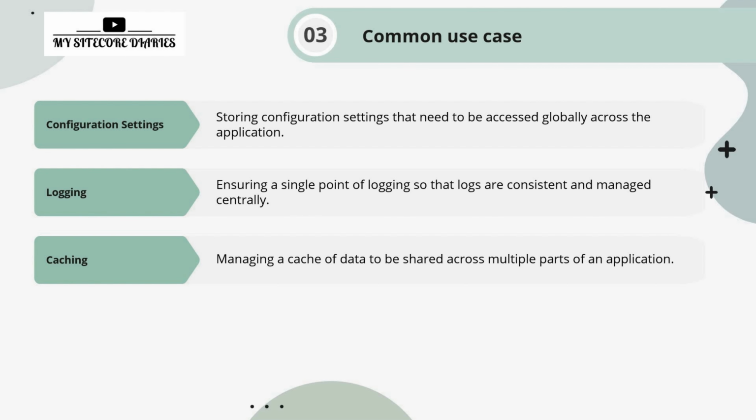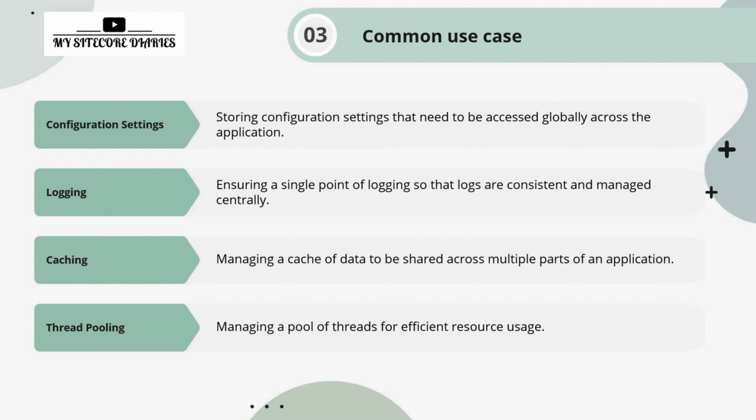Then the caching: managing a cache of data to be shared across multiple parts of an application. So if you want to have a cache which can be accessed across multiple parts of the application, then you can go for a singleton pattern. And the fourth one is thread pooling: managing a pool of threads for efficient resource usage, you can use a singleton pattern. Most used is logging. You must have seen or used that in your project also. The logger always will have a singleton pattern.